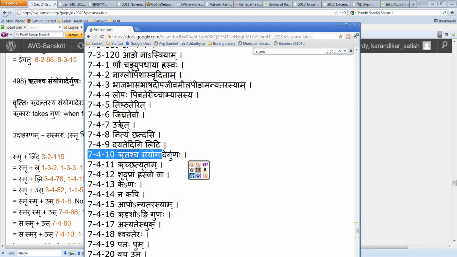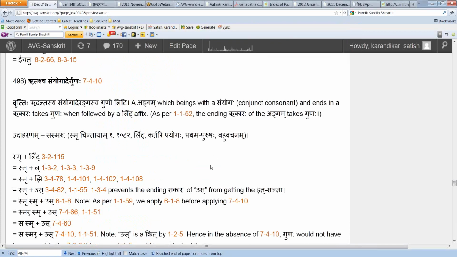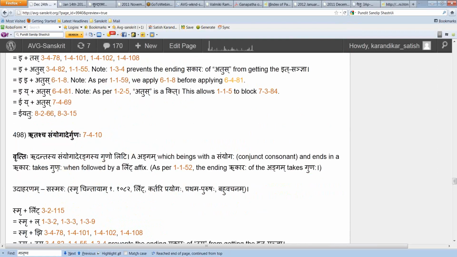It's also very straightforward. Sutram 7.4.10 says, let's look at the vritti for a second: Ridantasya sanyoga dehe angasya gunoliti. If you have an angam which ends in a rikaraha, which is sanyogadi, meaning it has a conjunct consonant prior to that, then that angam will take the guna adesha when lit follows. Whether it is kit or not kit doesn't matter. Rudantasya, very straightforward. Rud means hrasva rukarantasya. Rukarantasya sanyogadehe angasya, guno liti. So that's what it says.